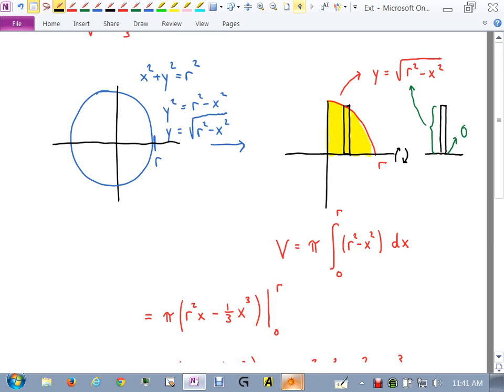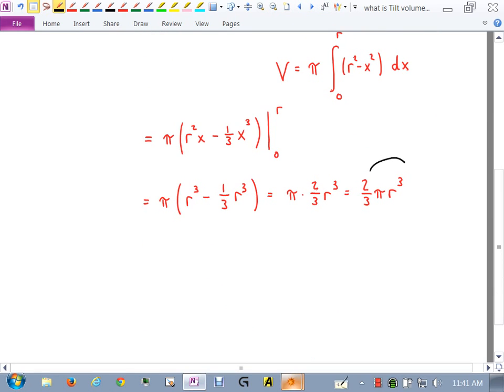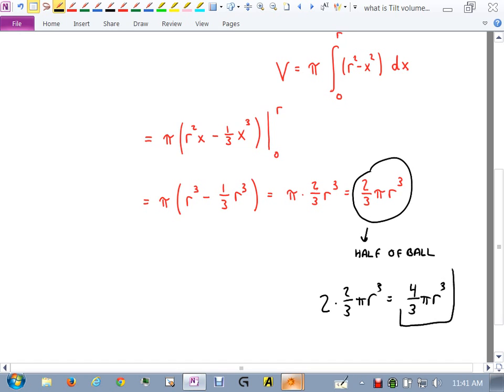So I'll start with the new example. Oh, I should probably put on here, hold on. I should finish this up. This was half of the ball. So 2 times 2/3 pi r cubed. If we double it, we get our 4/3 pi r cubed, which is the formula you would find in a reference sheet, right? That's kind of cool, huh?